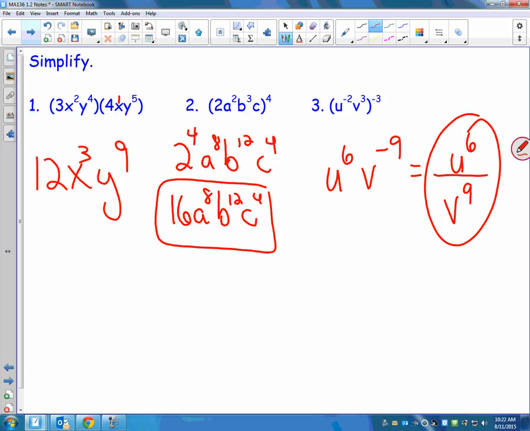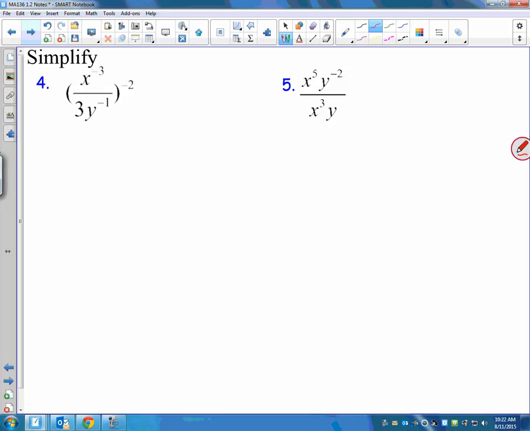Let's look at some more exciting ones. Maybe I should have switched those because 4 looks a little uglier than 5. That's okay. On number 4, what's the first thing we should do?